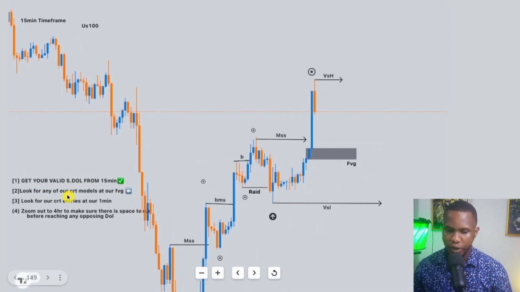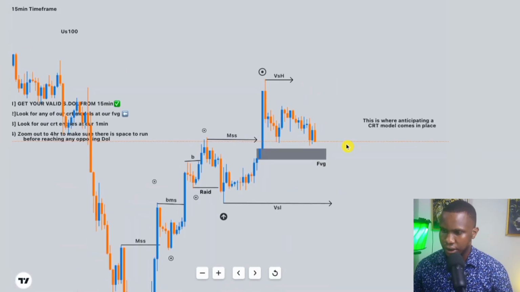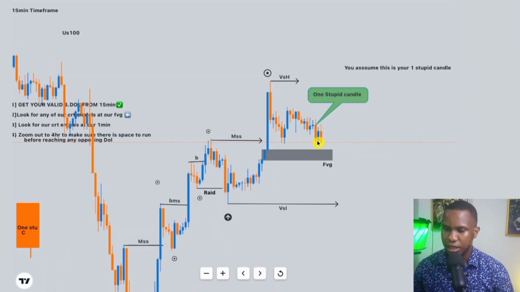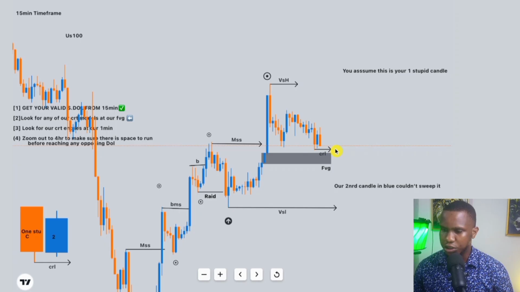Number 2 is look for any of our CRT models at our fair value gap. Okay, this is where anticipating comes in place. This is our one candle right here. This is our candle range low. Can you see our second candle couldn't sweep it?